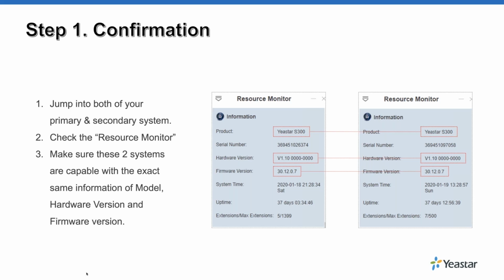Okay, a few parameters. The first one will be the product models. Make sure, for example, I'll get a screenshot here, make sure they're actually the same models. And the second one will be the hardware version and firmware version. Make sure they have the same hardware version and firmware version. Then you can start your configuration now.